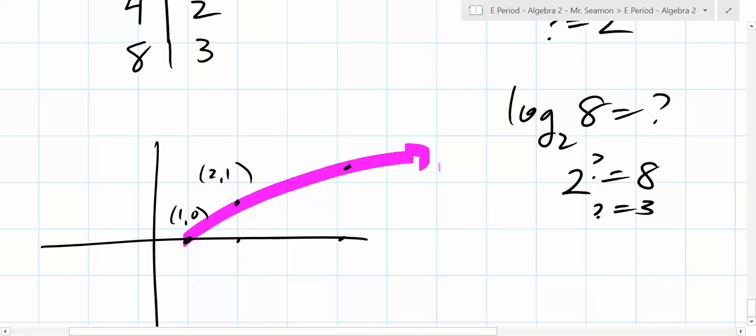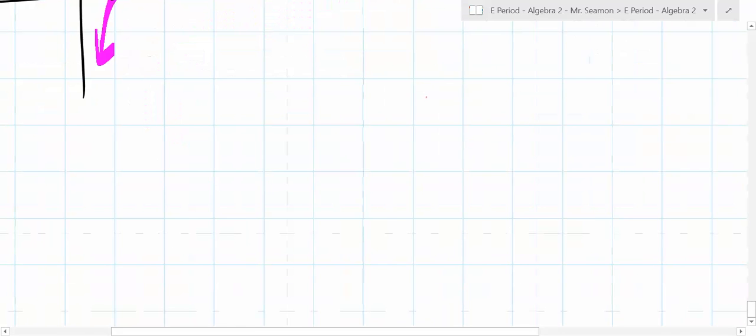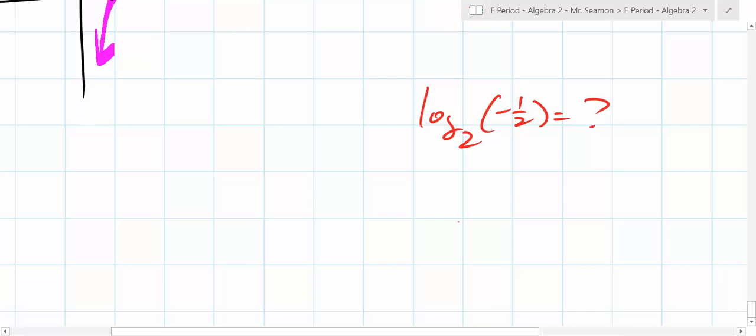And what does it do to the left? You can plug in numbers that are fractions, right? It dives. It goes down real quick, and you can see that. How do you see that? Let's plug in, let's say, 1/2 into this thing. So what do we have here? Log base 2 of 1/2 is equal to question mark. So 2 to the question mark is equal to 1/2.